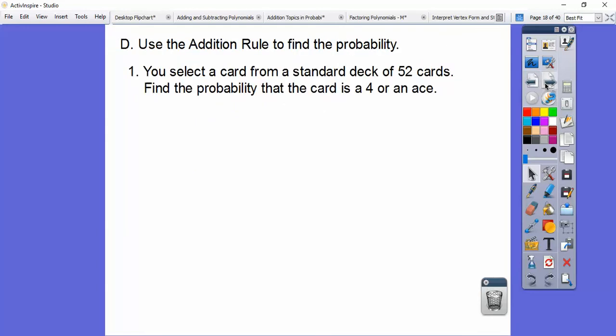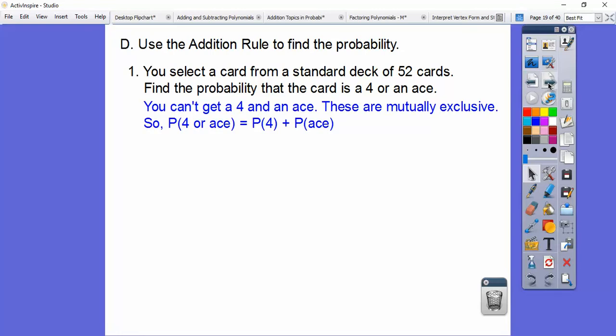Use the addition rule to find the probability. You select a card from a standard deck of 52 cards. Find the probability that the card is a 4 or an ace. You can't get a 4 and an ace, so these are mutually exclusive, so it's just the probability of a 4 plus the probability of an ace. There are 4 cards out of 52 that are 4s, and the same with the aces, so you can reduce that, and there's our answer you'd find in the back of the book. They usually put it out to 3 decimal places, to the thousandths spot. Remember, tenths, hundredths, thousandths place value. So this reads 154 thousandths.